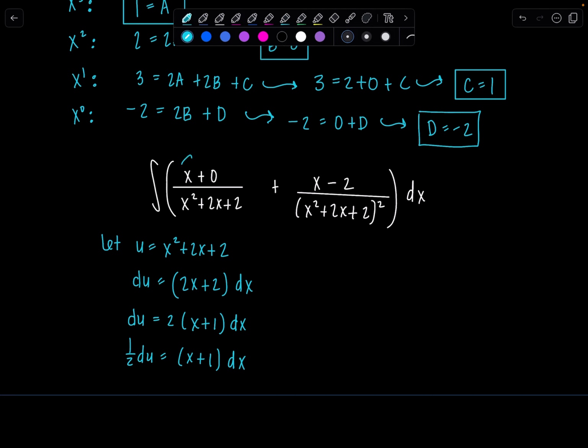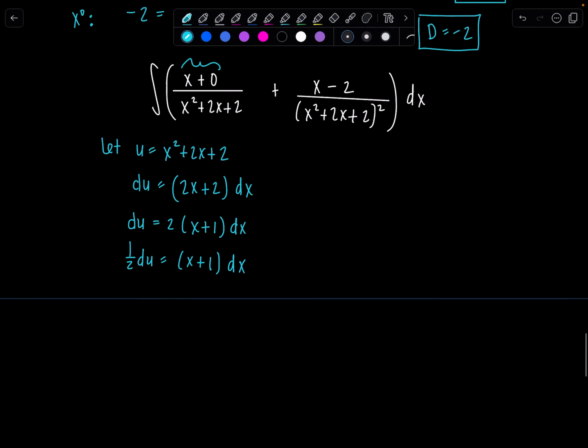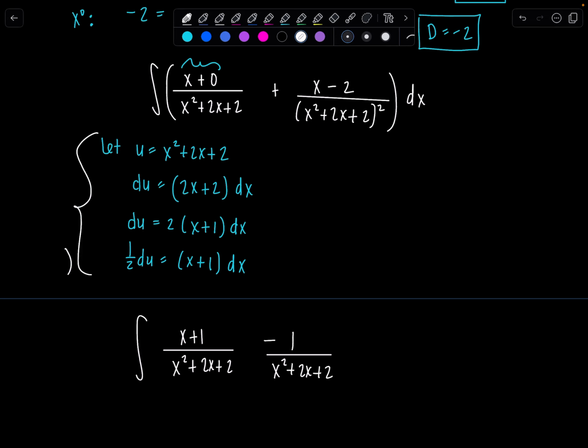So really what I need here is not an x plus 0, but an x plus 1. Can you see that? So what I'm going to do is make it happen. I'm going to make sure I have x plus 1 up there. So I'm going to rewrite this now as the integral x plus 1 over x squared plus 2x plus 2 minus 1 over x squared plus 2x plus 2. That way I can go ahead and do the u sub that I wrote over here for this first integral, and then we're going to do a similar thing for the next one.